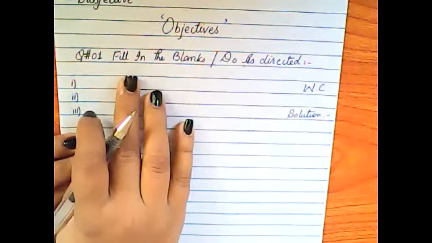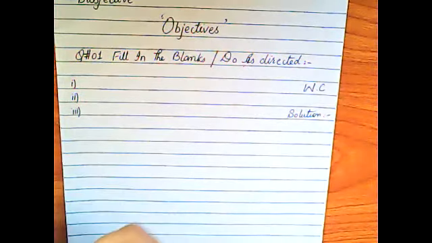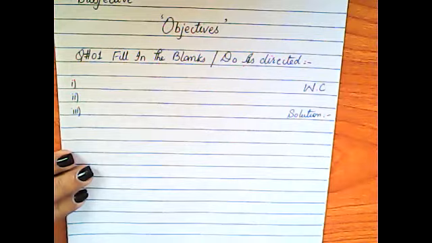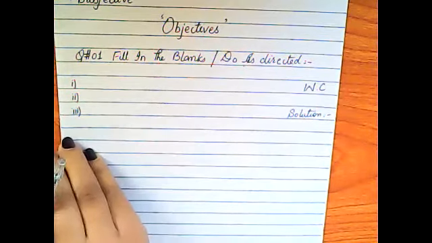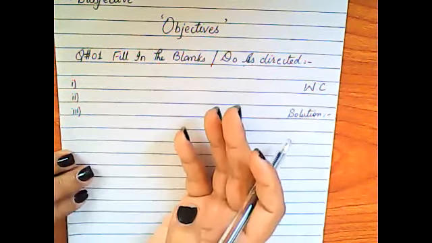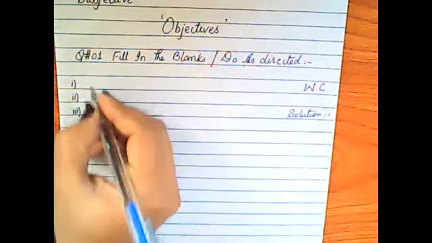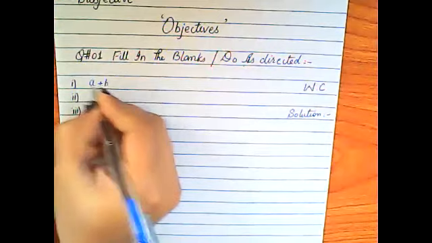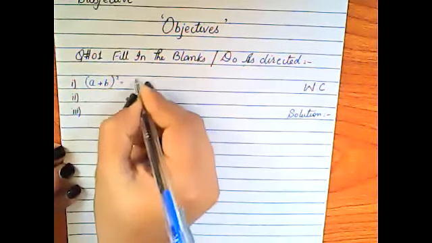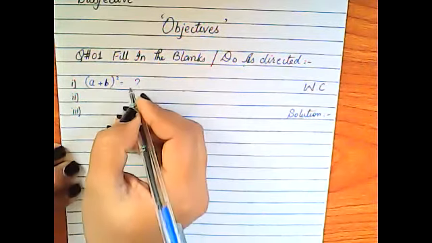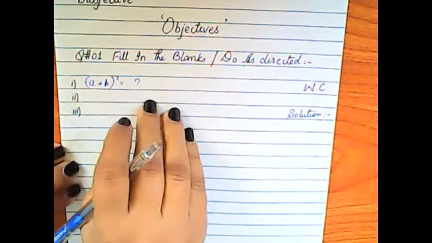Fill in the blanks doesn't mean that you will have fill in the blanks from the geometry section only. We can also ask fill in the blanks from the arithmetic section and the algebra section. Means we can ask you the formula of (a plus b) whole square. We can ask, (a plus b) whole square is equal to what. So you have to write down the complete answer here.